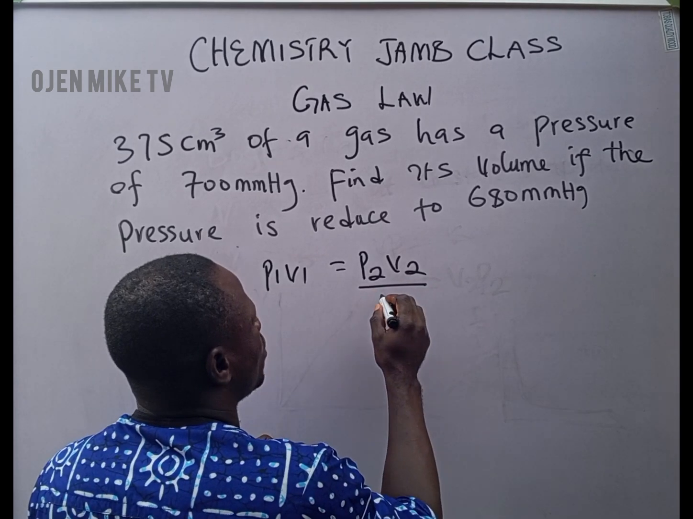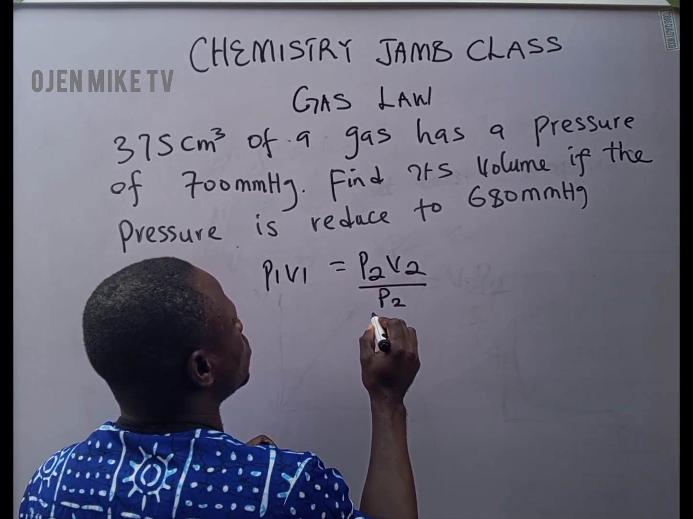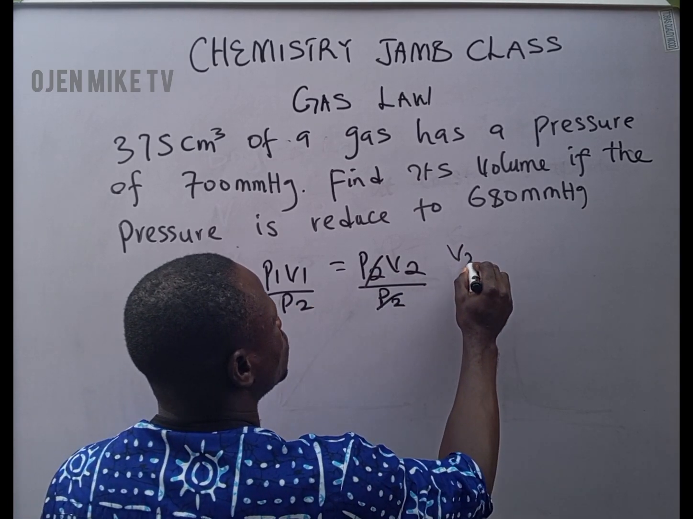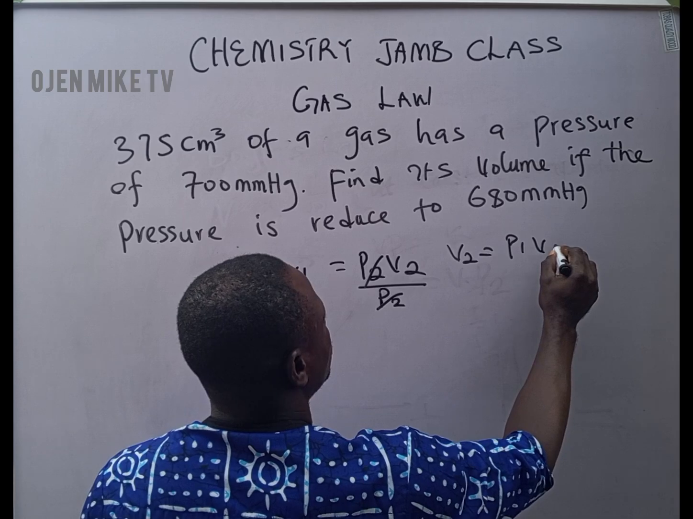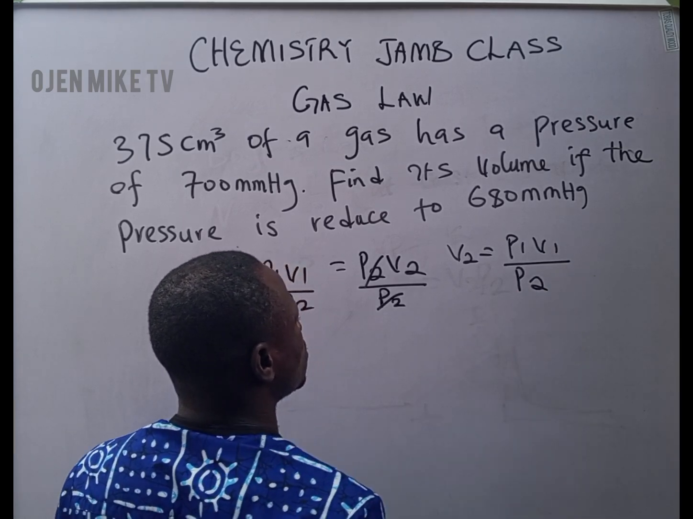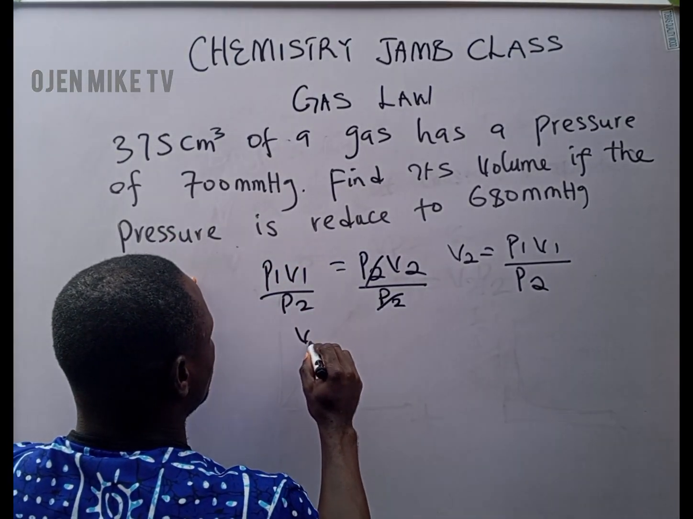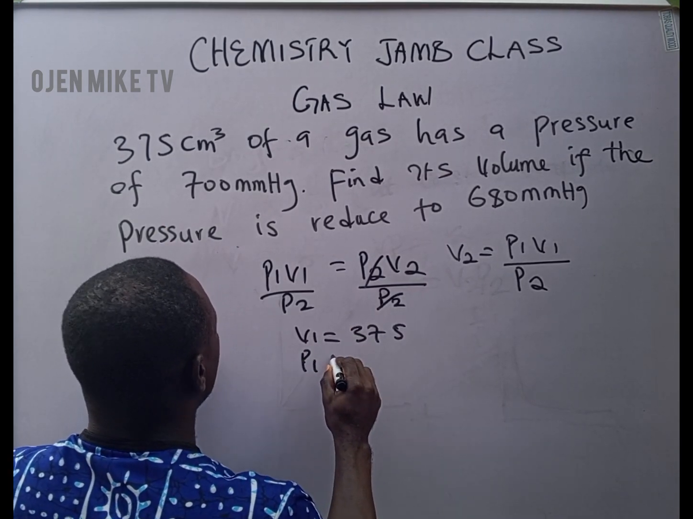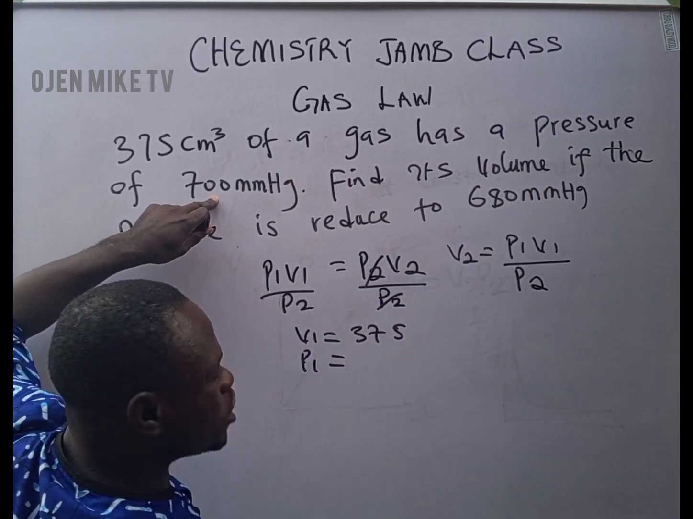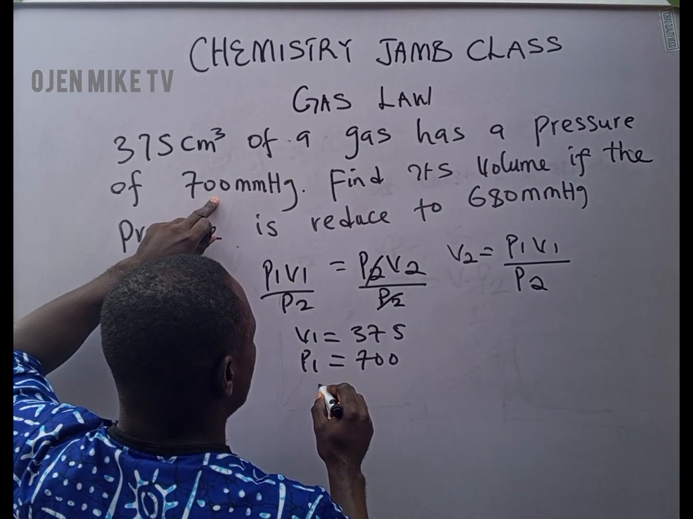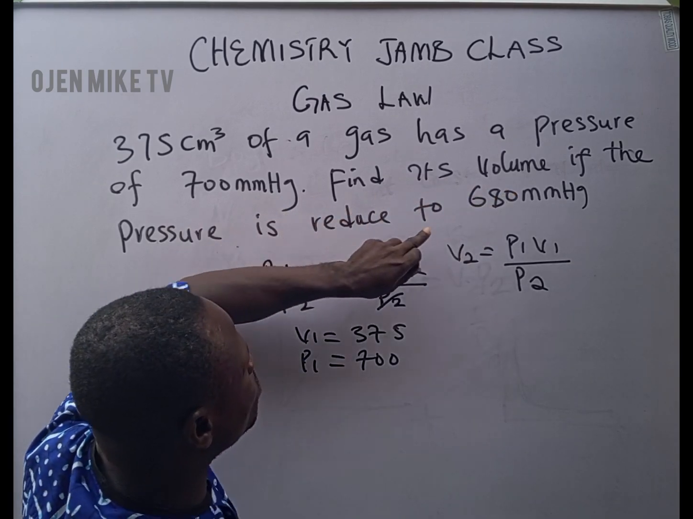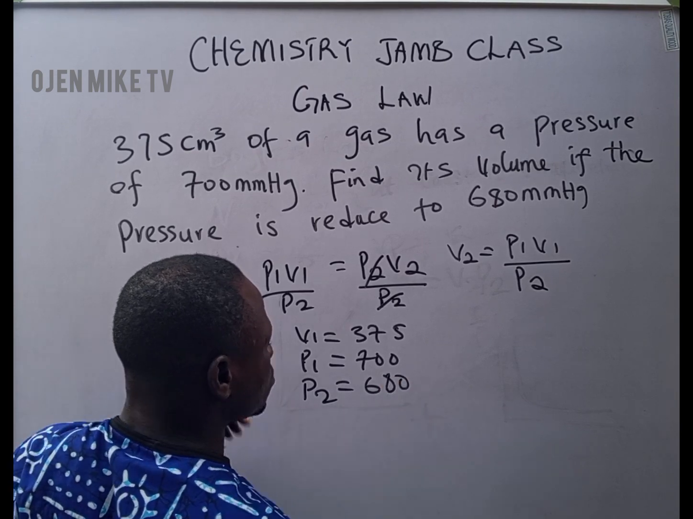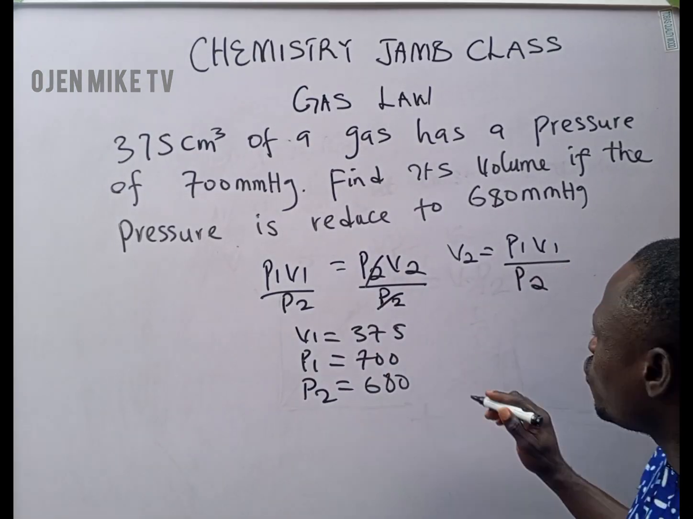So we simply divide both sides by P2, so that P2 cancels here. Our V2 will be equal to P1V1 all over P2. We already know that our V1 is equal to 375. Our P1, the first pressure, is 700. And pressure 2, since the pressure is reduced, P2 is equal to 680. Are you following?